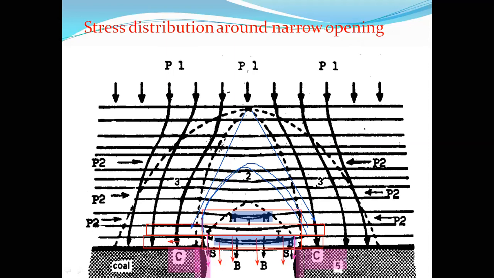This is called abutment pressure. Abutment pressure is nothing but the result of redistribution of the forces. Due to redistribution of the forces on the sides of the pillar, whatever excess vertical pressure or vertical stress acts on the edges of the opening is known as abutment pressure. Okay, now having said this, let's move on.